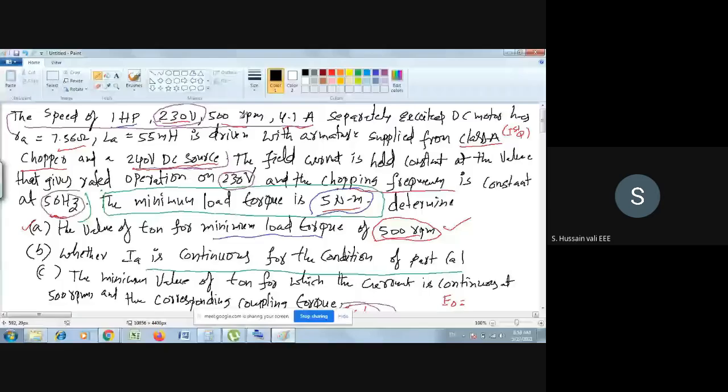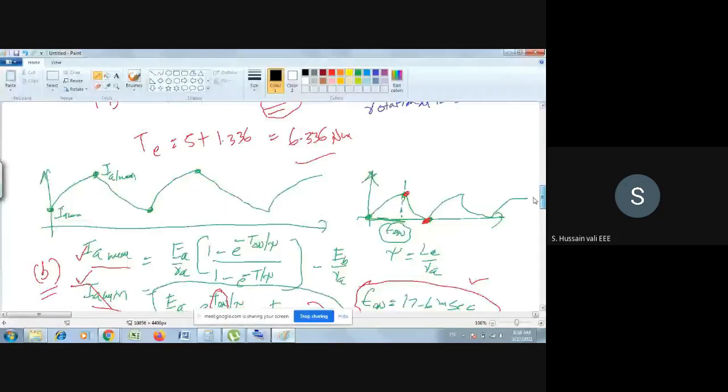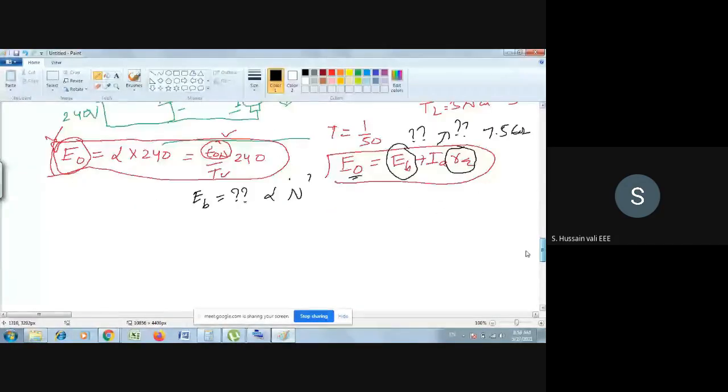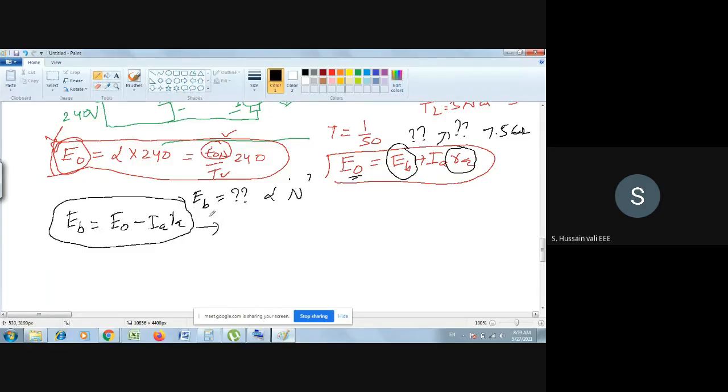Then what we do is we will find out EB at the rated speed. How to find out at the rated speed? We use the same equation once again. What is the same equation here? The EB equation: EB is equal to E naught minus IA RA. We will find out EB at the rated speed. Why at the rated speed? Because the question is also at the same speed he's asking. So its advantage is we will find out at the rated speed.